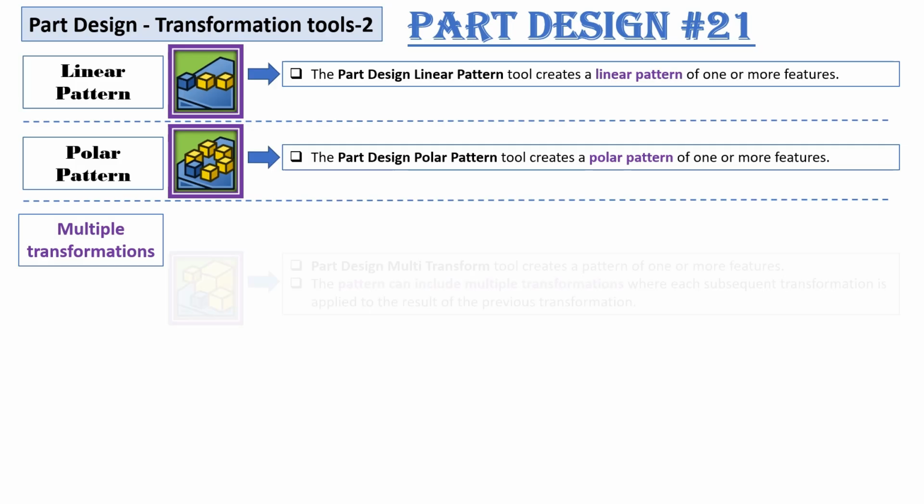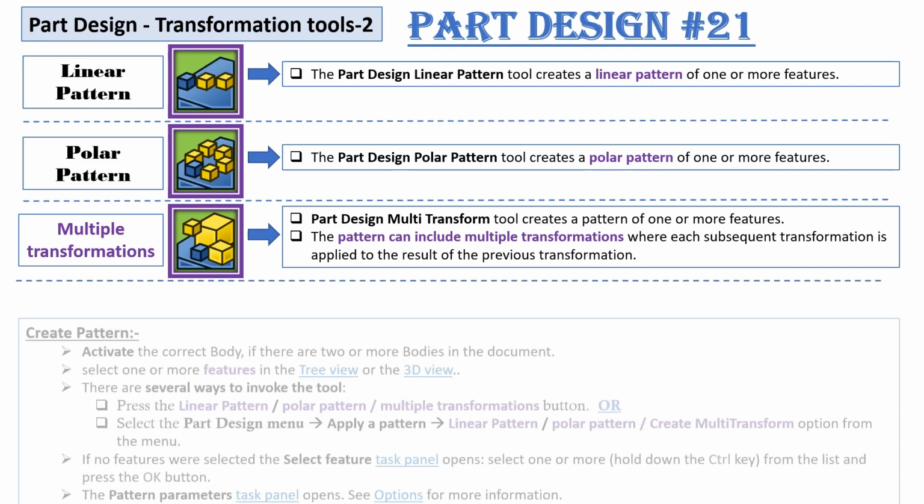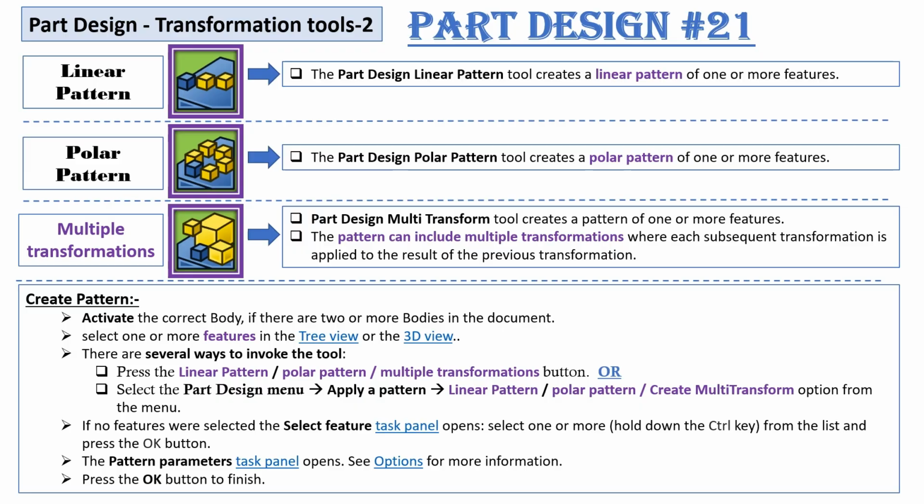This Part Design Transformation tool is called Multiple Transformation. The Part Design Multi-Transform tool creates a pattern of one or more features. The pattern can include multiple transformations where each subsequent transformation is applied to the result of the previous transformation.